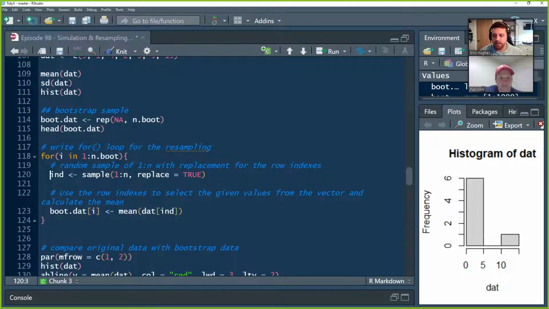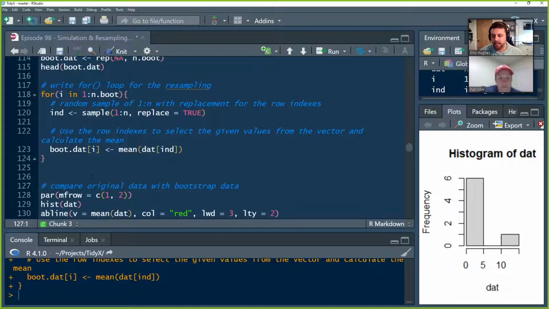We're going to take a sample of the 1 to n from the vector, to get the indexes from that vector that we want to be pulling from. And then we're going to do like we did before. In this case, we're not going to keep the boot set because we know we're not going to be using this in the future. Take the mean of the data set of dat and drop it into boot.dat at location i. And so because we pre-allocated everything, it runs lickety split.